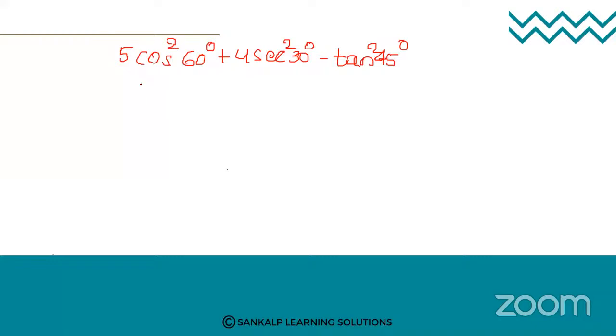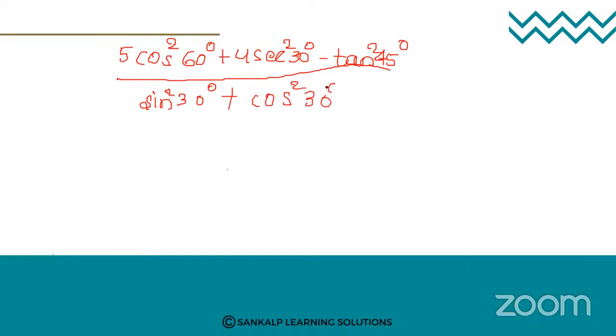Yes, (5 cos square 60 degree plus 4 sec square 30 degree minus tan square 45 degree) divided by (sin square 30 degree plus cos square 30 degree). Okay, this question was asked here. I don't know, but this question was asked for 3 marks. ಇದನ್ನ 3 marks ಗೆ ಕೇಳಿದ್ರು.